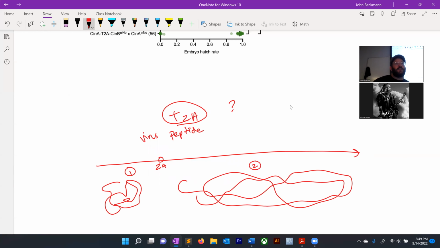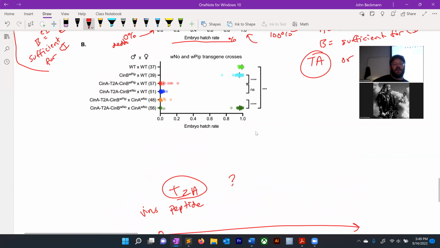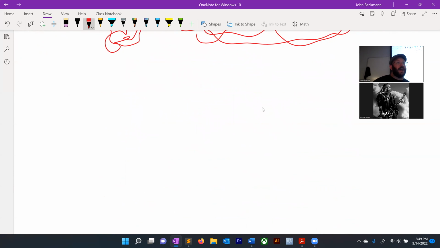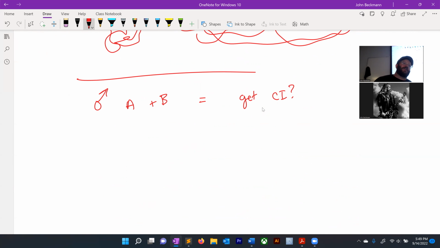I understood that part, but I didn't understand how, in the system when they put it in, it didn't rescue immediately. Okay, that's a good question. Did you read their figure 5? That answers that question. So Kyle's asking: how come in the male, if you have A plus B, how do you even get CI? How does CI make sense if you have the rescue factor there all the time? That's a good question. How do you guys explain this?